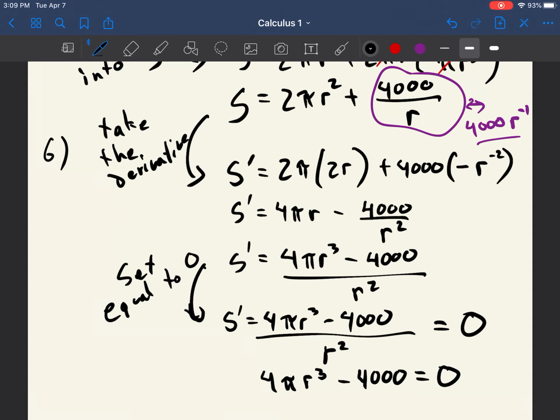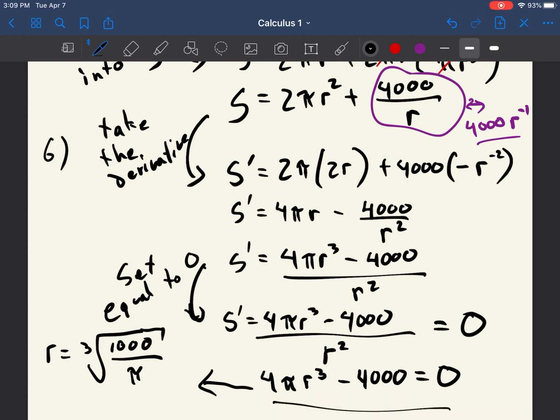And now we can solve this for r. So maybe draw an arrow this way. Solve this for r. You should get r equals, so you're going to add the 4,000 over to the other side, divide then by 4 pi, and then take a cube root. I'm going to let you go through the particular steps, but you should end up with the cube root of 1,000 over pi, okay? That's what you should end up with as a solution for this equation.